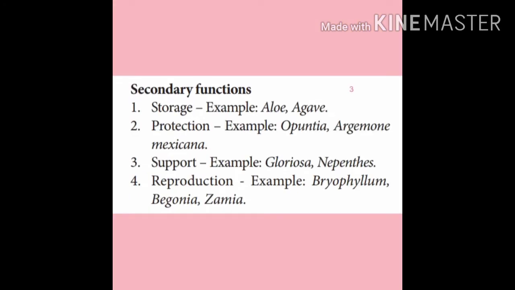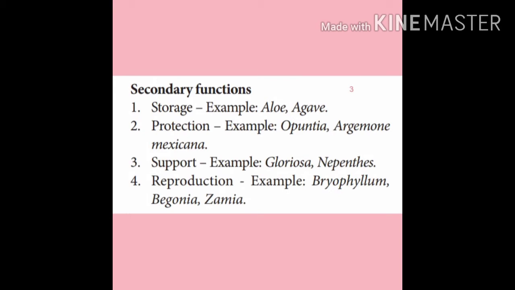Secondary functions of the leaf. Sometimes the leaf also stores water to face adverse conditions. Protection: the leaf has changed into thorns or spines to protect itself from animals. And support: the leaf has been modified into tendrils so that climbers can get the support of another plant. It can twine around and grow.